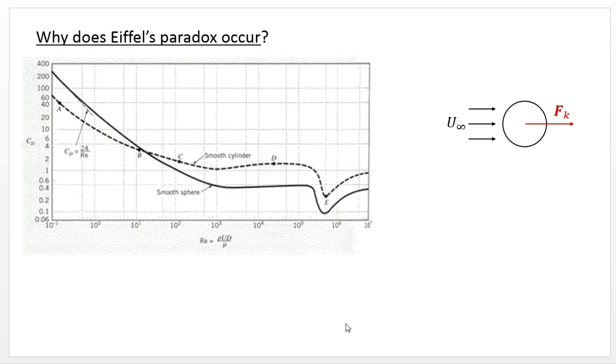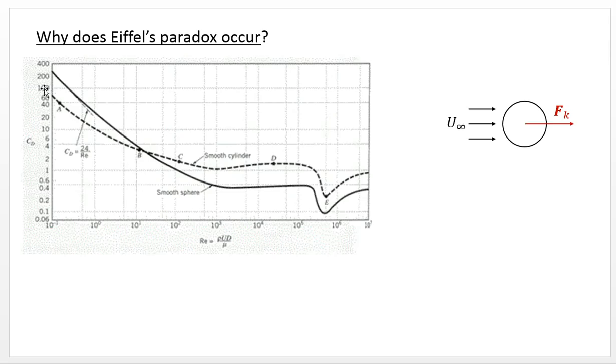So the question is, why does Eiffel's paradox occur? So here's the example once again. We have our smooth sphere. We have, for a larger range of Reynolds numbers here, this is the Stokes regime, 24 over Reynolds number. And then we get this approximately flat range, about 0.44. Then we have this dip for Eiffel's paradox. Then we have this dashed curve here, which is for a smooth cylinder. You can see it's qualitatively similar.